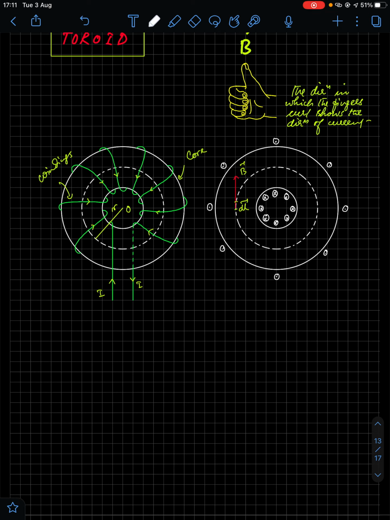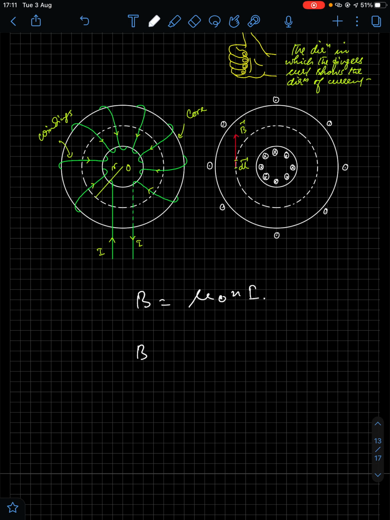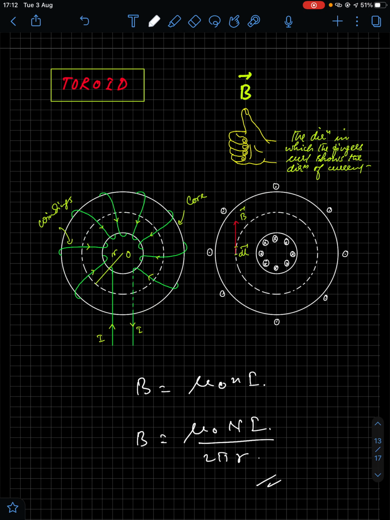Now the magnetic field due to the toroid is again mu naught n I. So what is this small n? This is the number of turns per unit length. But what is the length of a toroid? That is the perimeter actually. Since the toroid is of radius r, the length will be 2 pi r. So the number of turns per unit length is N divided by 2 pi r. So this is your relation.